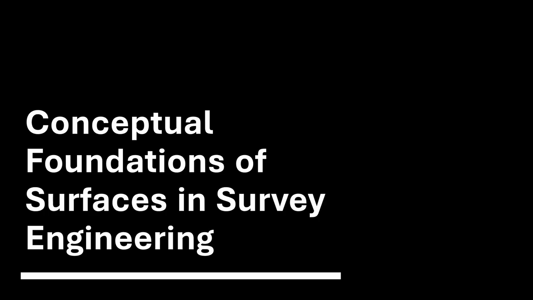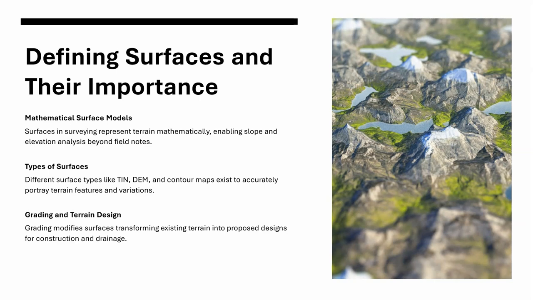At its core, a surface is a three-dimensional mathematical model of terrain. It translates irregular scattered elevation measurements, what a field crew collects, into a continuous representation of the land. Why do we need that? Well, it's because the Earth itself is continuous, even if our data may not be.